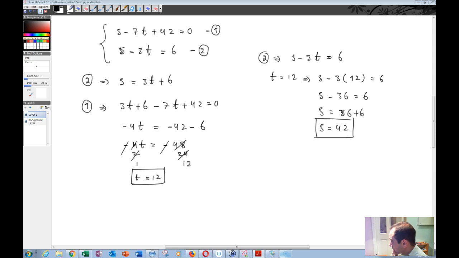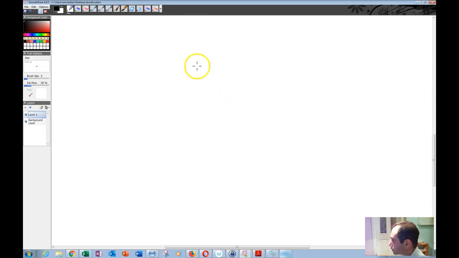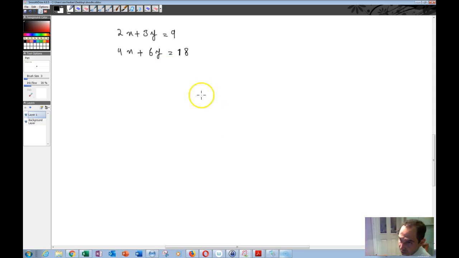But sometimes something like this happens. For example, let's say that you have a pair of equations like this. For example, 2x plus 3y is equal to 9, and 4x plus 6y is equal to 18. So if you take a look at this pair of equations, you can see that a1 to a2 over here is equal to 2 to 4.